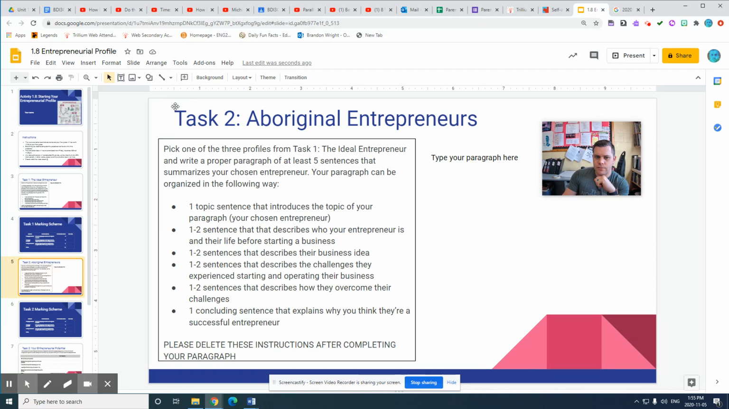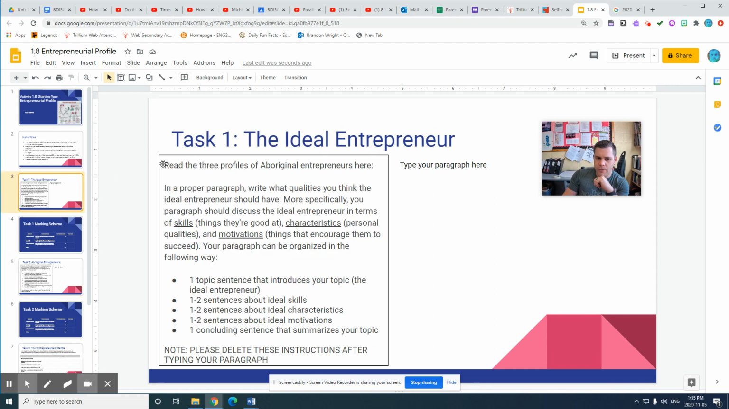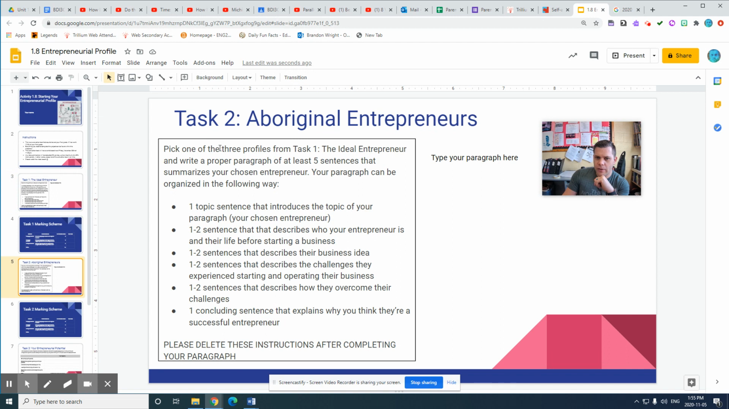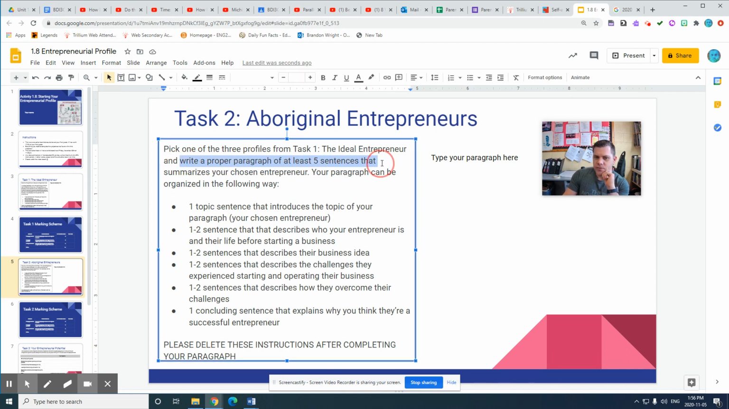Task 2. This is about Aboriginal entrepreneurs. I'd like you to pick one of the 3 profiles, and I'm going to link to them right here. Pick one of the 3 profiles from task 1 and write a proper paragraph of at least 5 sentences that summarizes your chosen entrepreneur.